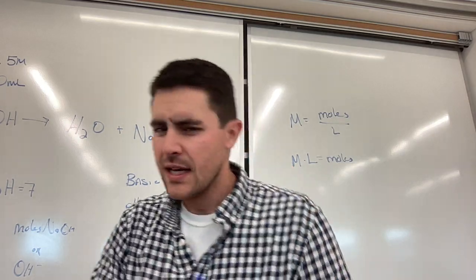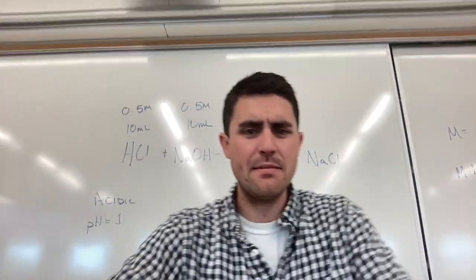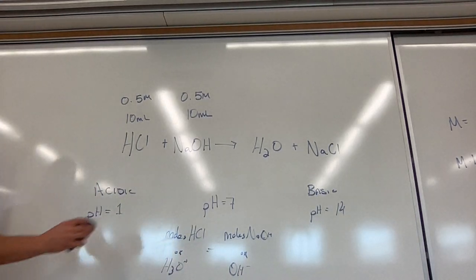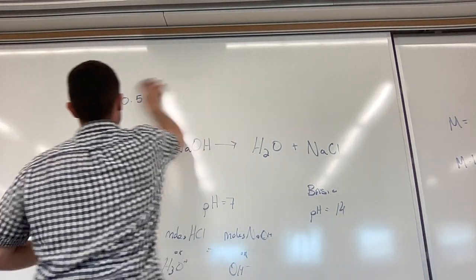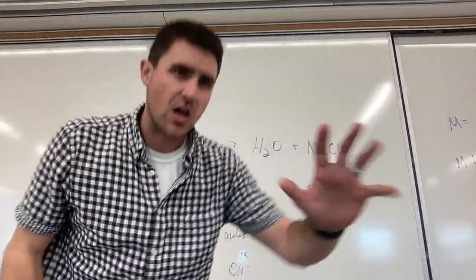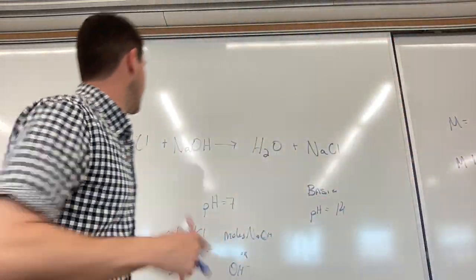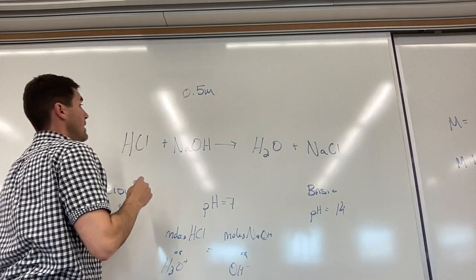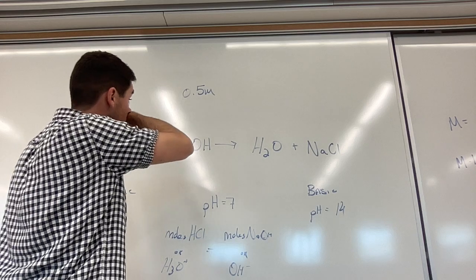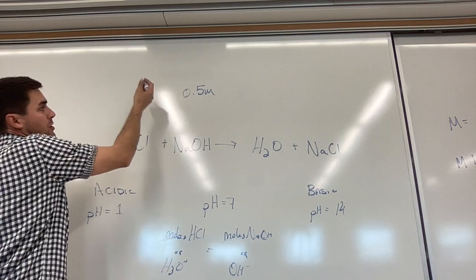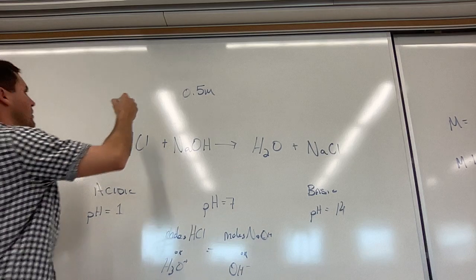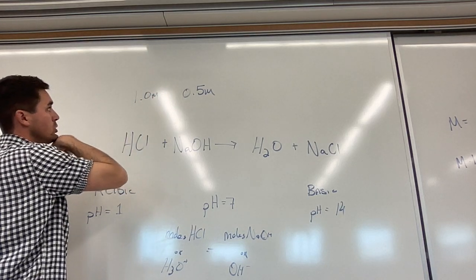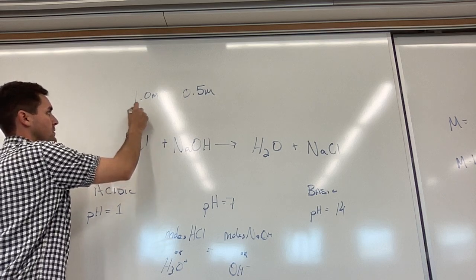Let's try something different though. This time, instead of using the same concentration, I'm going to use a different concentration of HCl. I'm going to keep the NaOH, the base that's in there, at 0.5 molar. For the HCl, let's use 1.0 molar, and we'll still use 10 milliliters of this stuff.